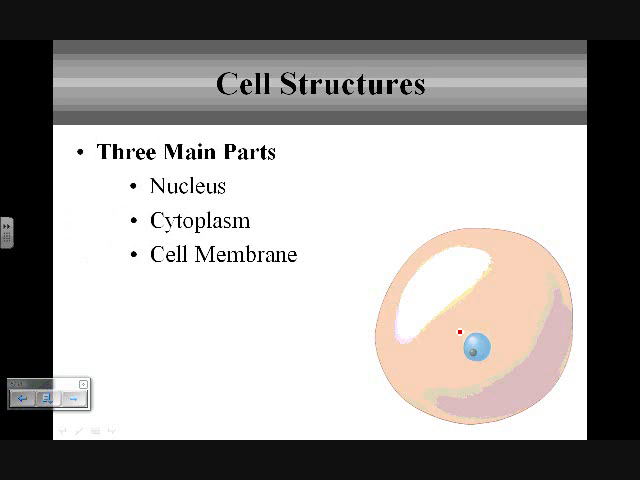So when we look at cell structures, we can really divide them up into three main parts, and this is slightly different from what you guys learn in biology. When we divide up cell structures, we indicate that the nucleus, cytoplasm, and the cell membrane are the three big parts, or three big sections of a cell.